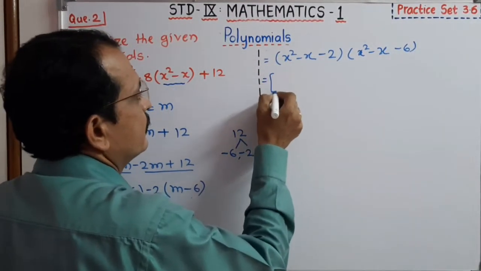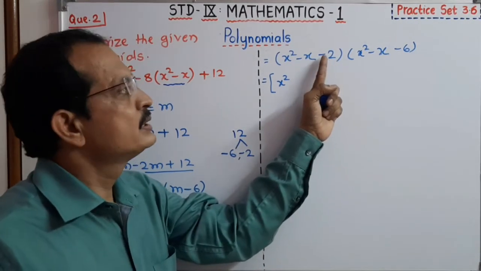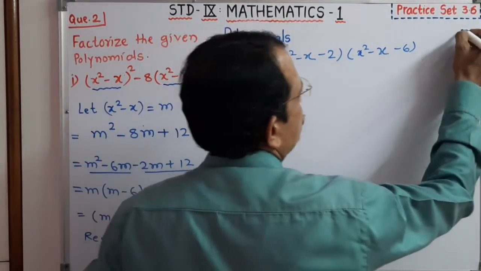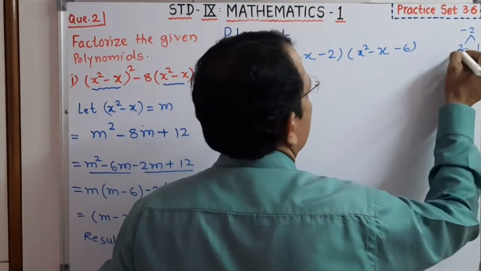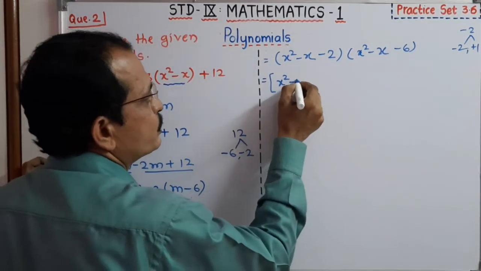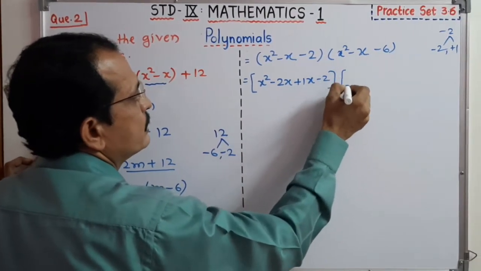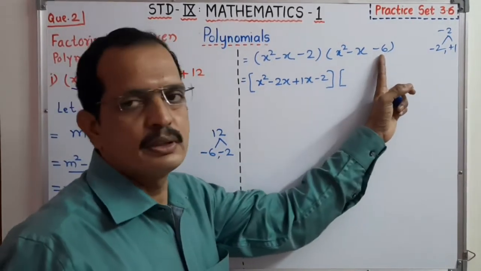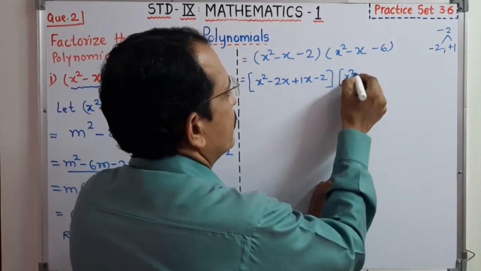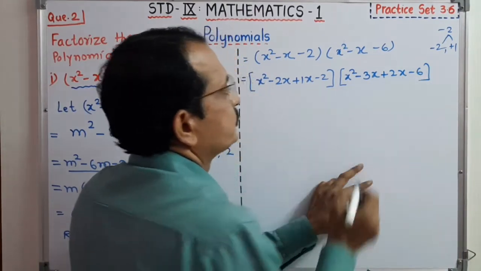See here, x square, factorize this: minus 2, whose subtraction should be 1. 2 ones are 2. It is minus 2 and plus 1. Therefore we write minus 2x plus 1x minus 2. Same way, 6: subtraction should be 1. 3 2s are 6. Therefore x square minus 3x plus 2x minus 6.